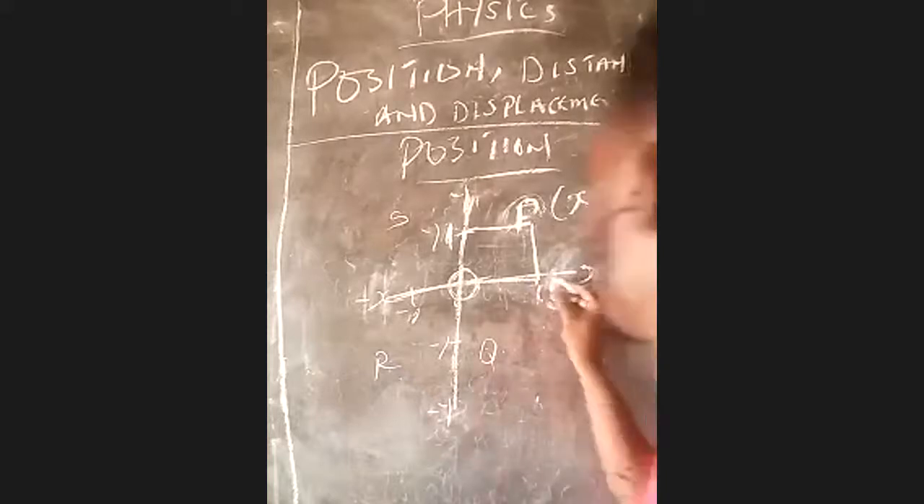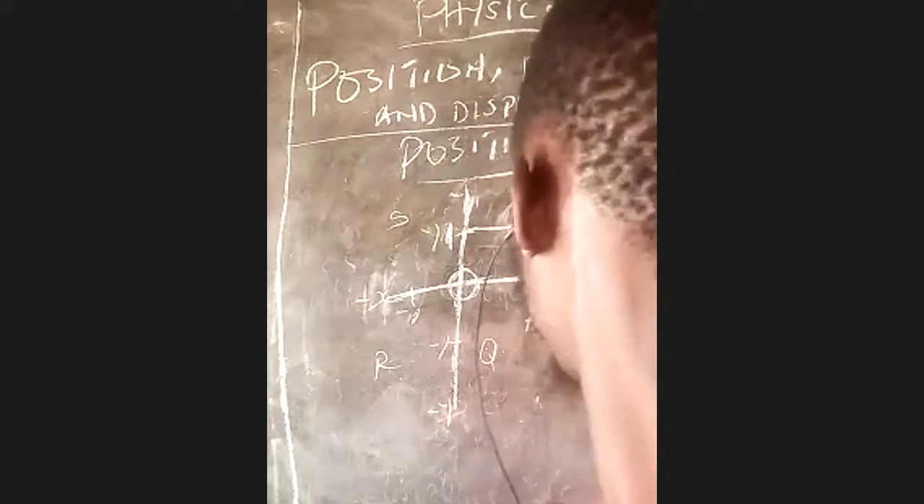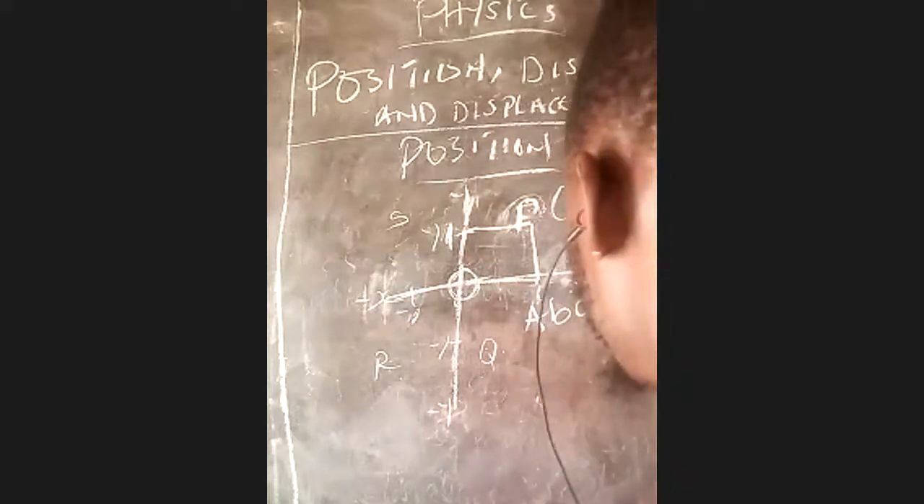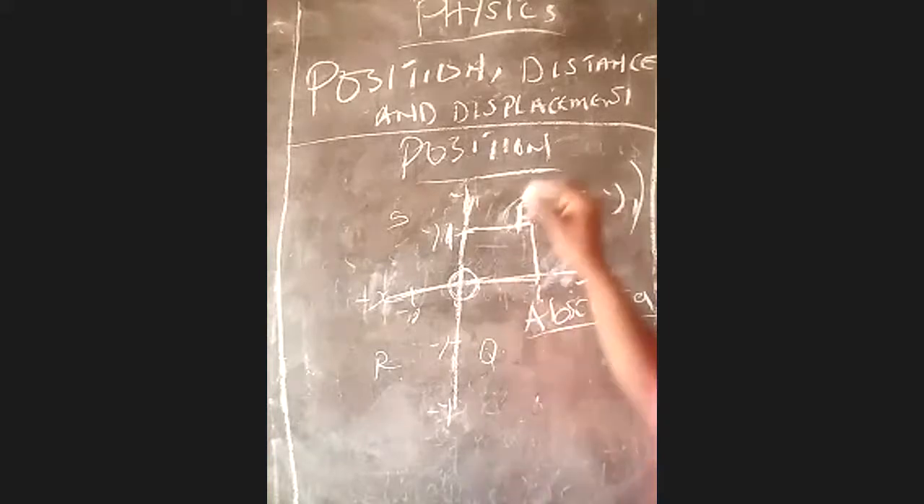Now the S coordinate is what we refer to as abscissa. That is what we call the S coordinate. The Y coordinate is called ordinate.